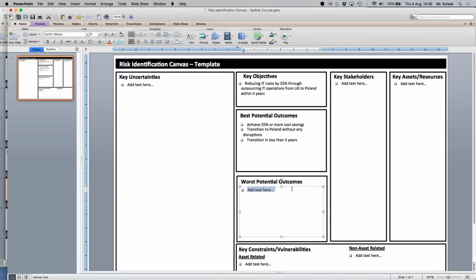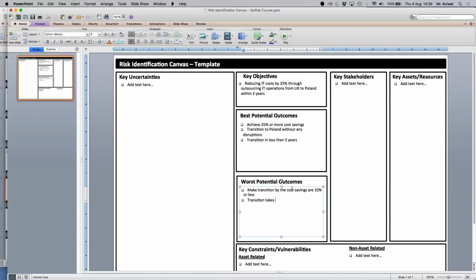Let's go to the worst potential outcomes. So what could happen where all the uncertainties were with negative consequences, if they were to happen? What's the worst outcome or outcomes? Okay, yeah. So we make the transition, but the cost savings are 10% or less, let's say. Yeah, so that could be one of the potential outcomes.